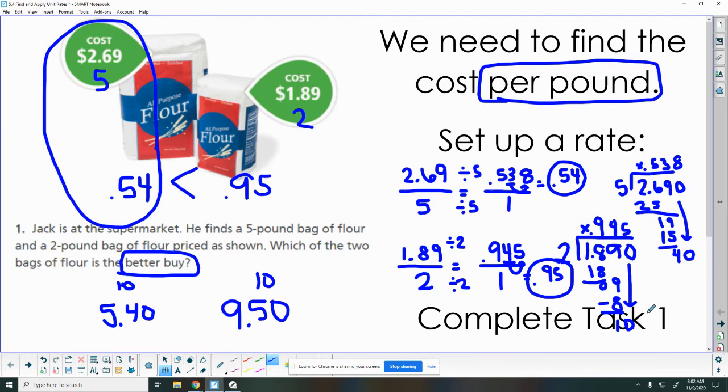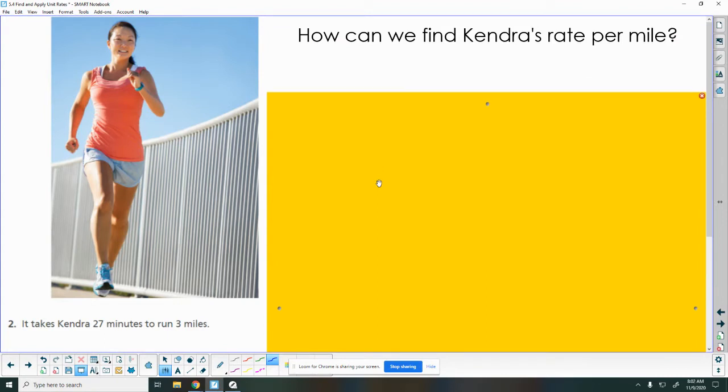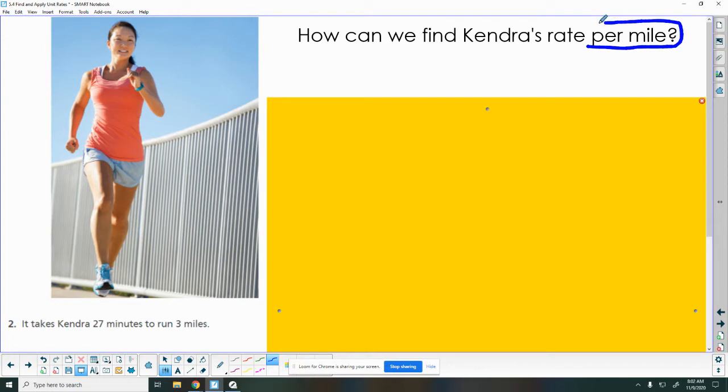Okay, so task 2 is talking about Kendra ran 27 miles. Sorry, I read that very backwards. She ran for 27 minutes and she ran 3 miles. So first we need to figure out how can we find her rate per mile. So I want to see how long it took her to run every mile. So I'm going to circle these words here, per mile. That right there tells me what we are dividing by. So I want you to see if you can figure out how fast she ran every mile.